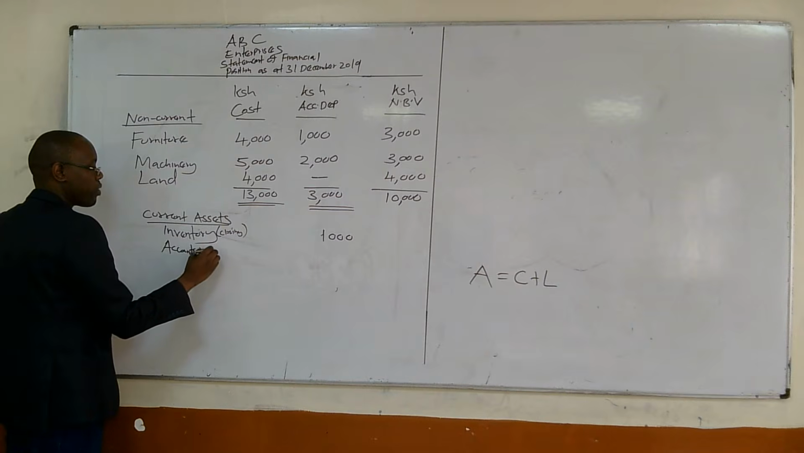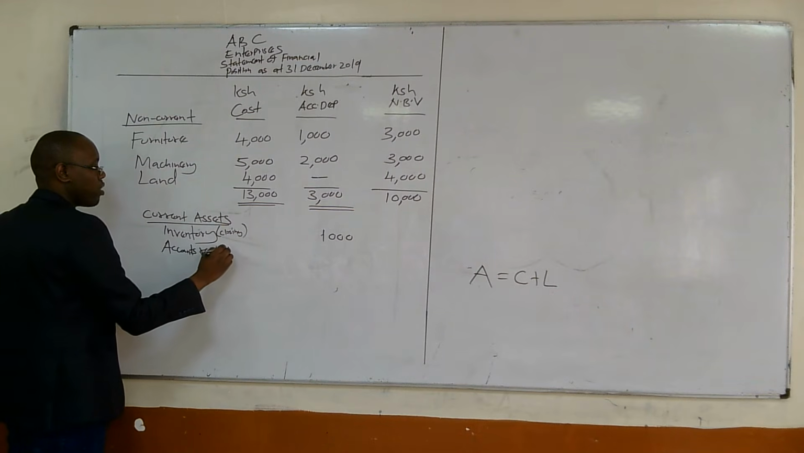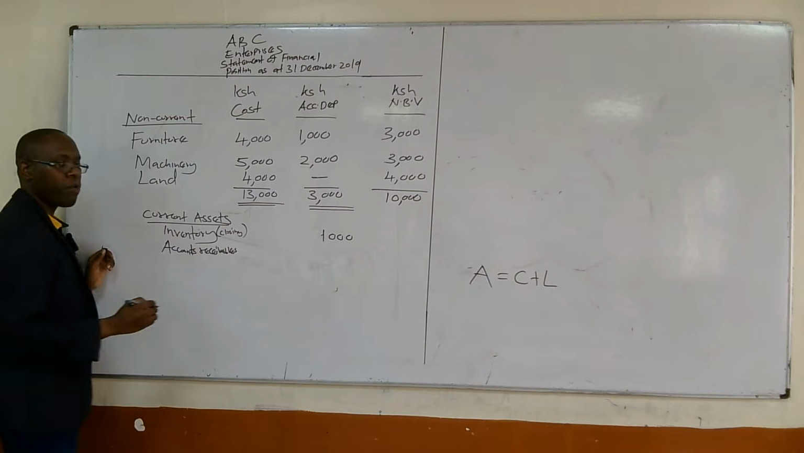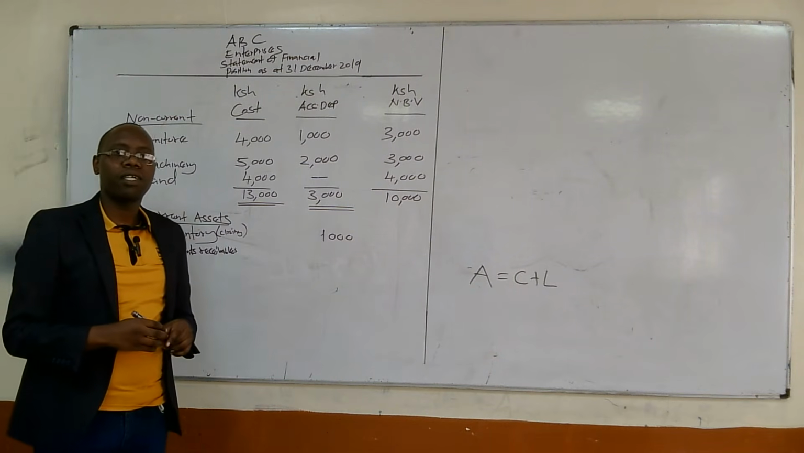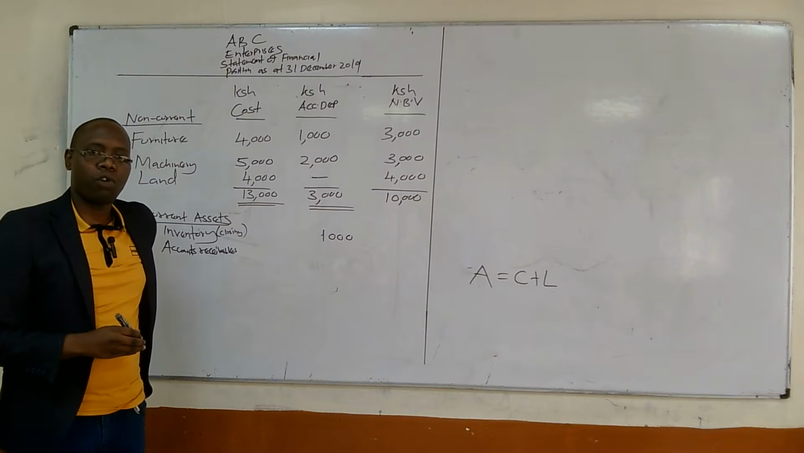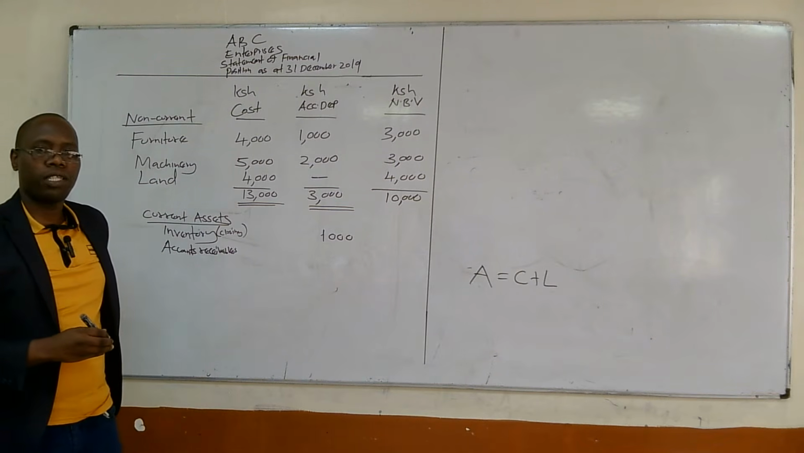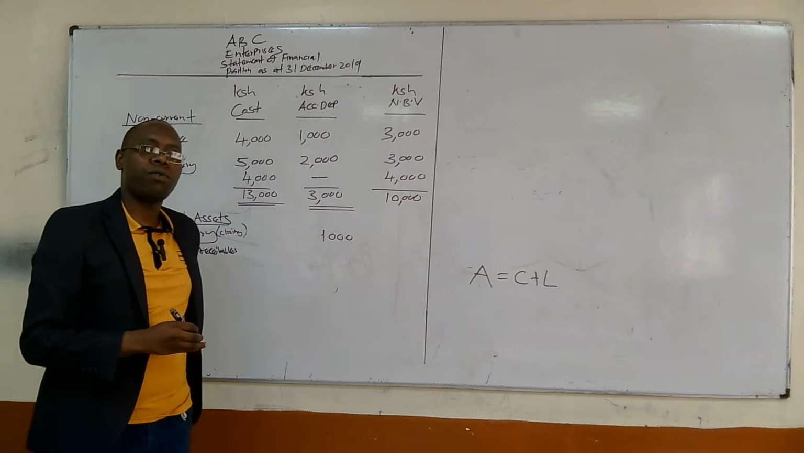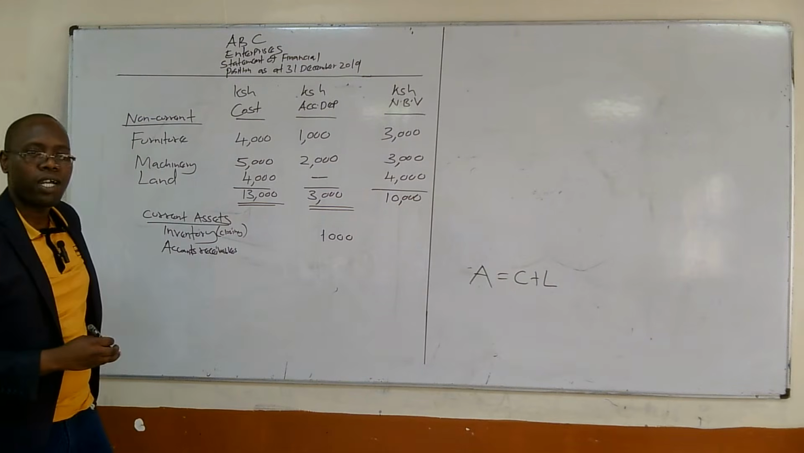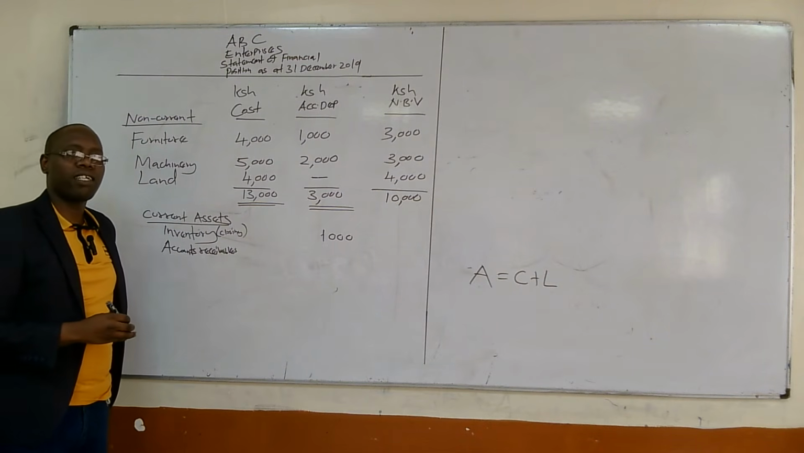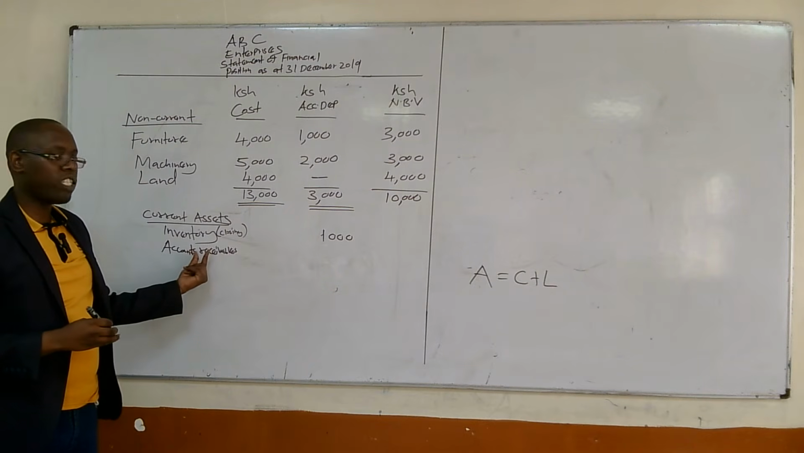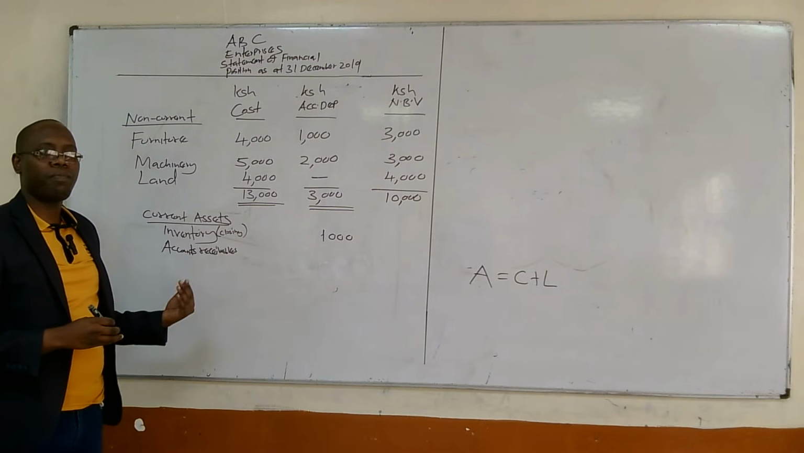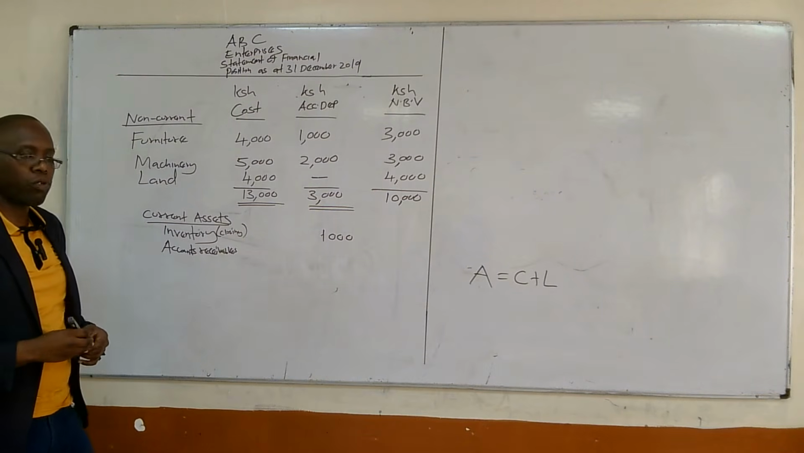Accounts receivables. The other name of accounts receivables is debtors. Debtors are the people that are owing you. Anybody that has your money and is supposed to pay you, that's an account receivable, and that individual is a debtor and is an asset to you. That's why they call it accounts receivables, because you are expecting to receive money.